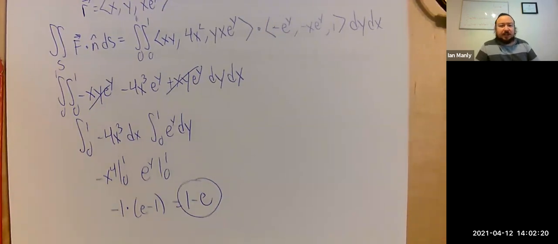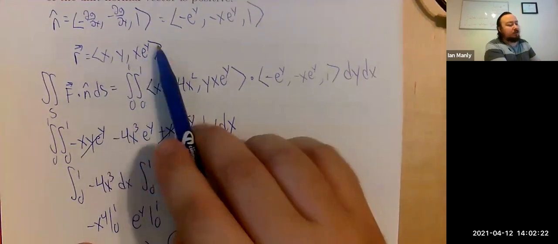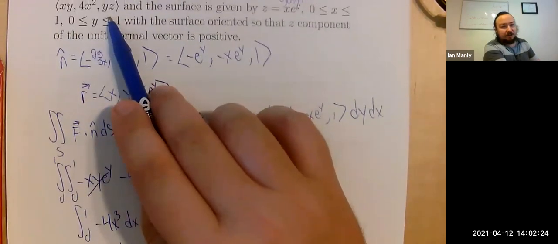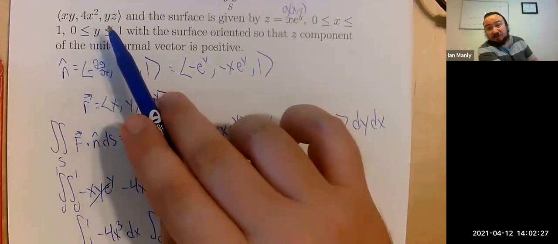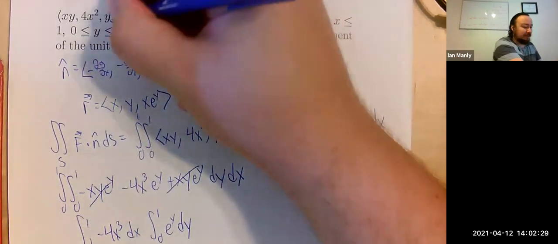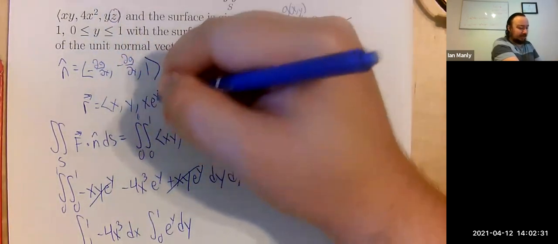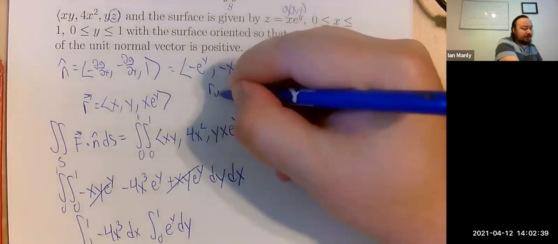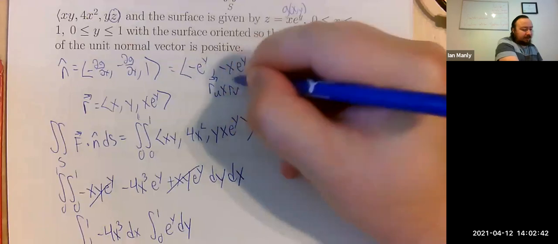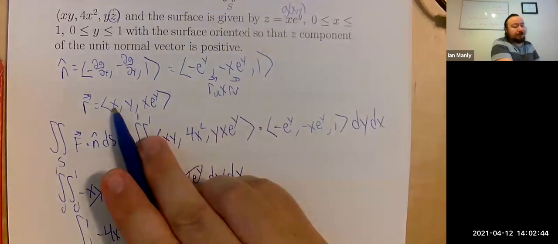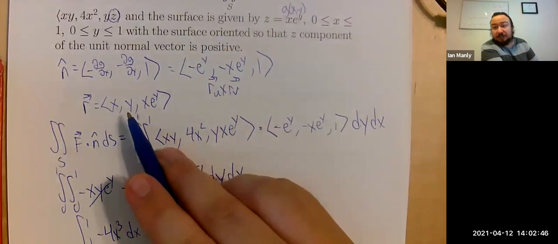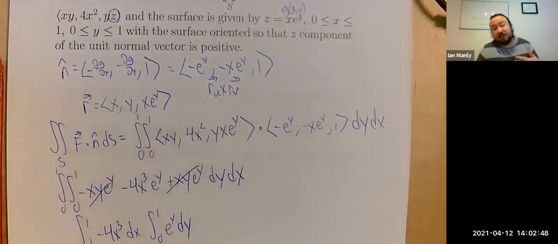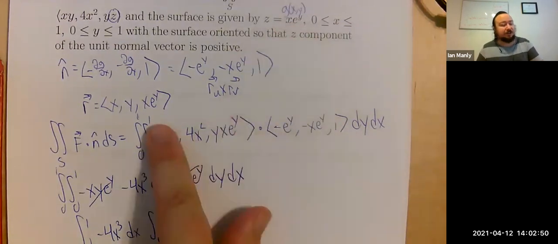Where does the r of t come in? We substituted in our parameterization in for the vector field, although it didn't really look like it because it was already in terms of x and y. The only real difference was that we substituted in x e to the y in for that z right here. We don't calculate r_u cross r_v. This is r_u cross r_v right here if you use this particular parameterization where you just have x is the x coordinate, y is the y coordinate, and then your function is your z coordinate.